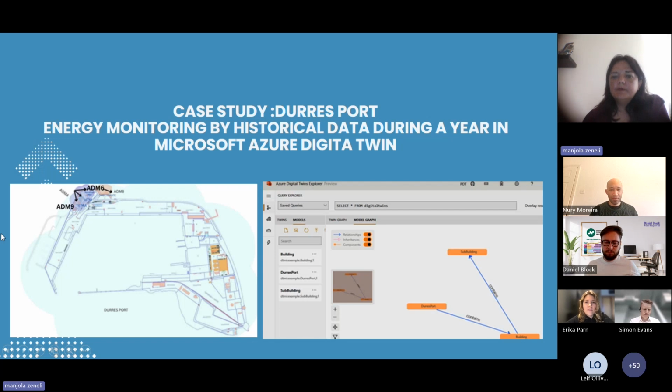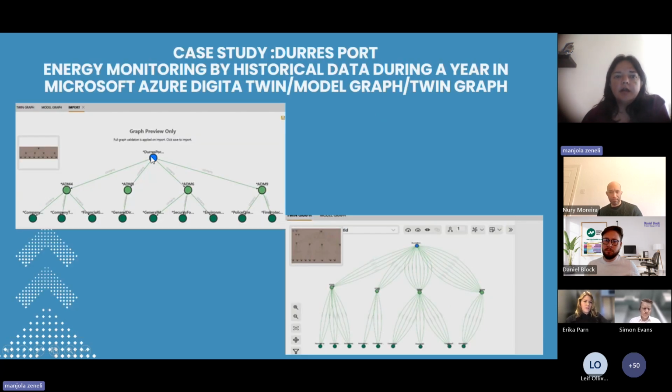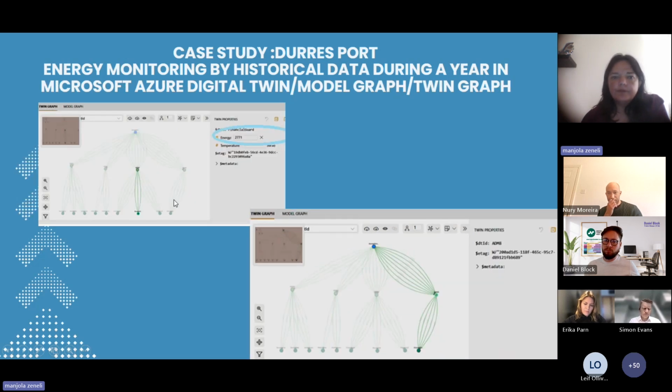This is a view of Microsoft Azure. Here a relationship is created between the Duros port environment, the buildings, and the sub-buildings. This was mandatory due to the language used by Microsoft Azure Digital Twin, called DTDL, whose basis is the JSON language. Here is the graph preview: the Duros port environment, all the buildings and the sub-buildings, each named, in a different view of the twin graph.